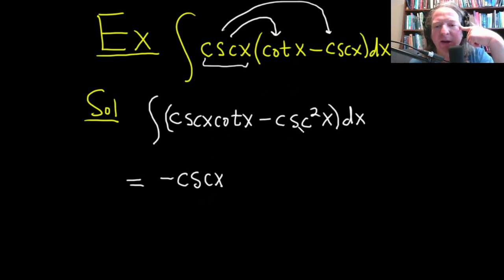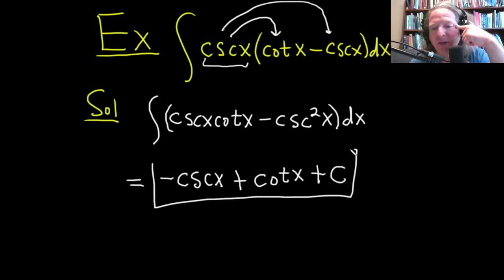And then here, what's a function whose derivative is cosecant squared? Well, the derivative of cotangent is negative cosecant squared. So this is going to be a plus cotangent of x. And then we still have our plus C, which is our constant of integration. So that worked out really nice.